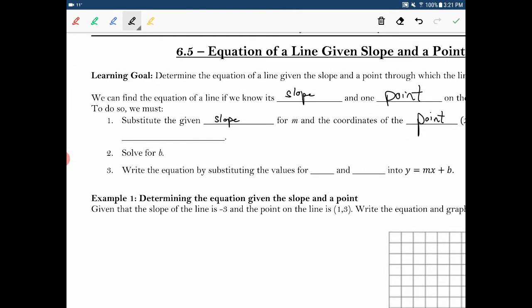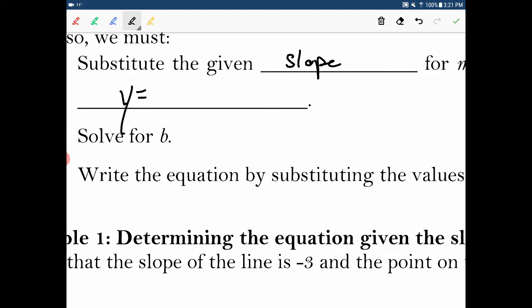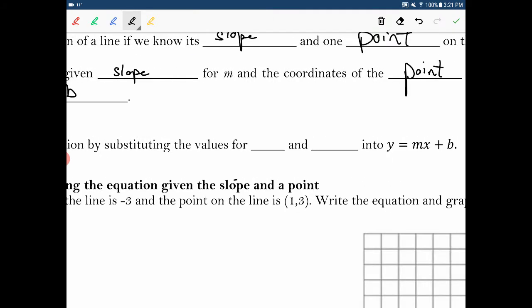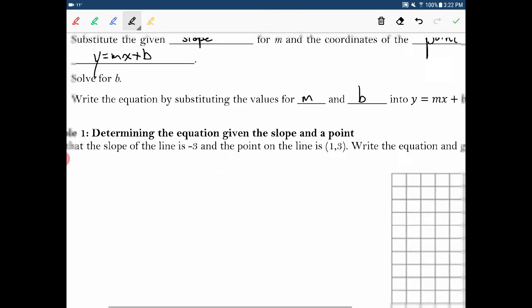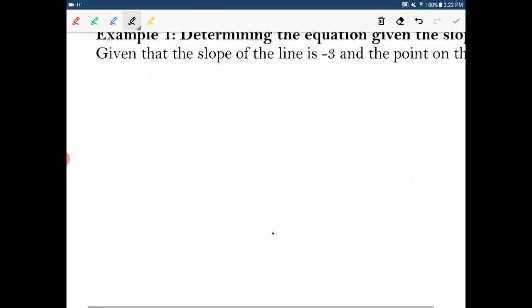It'll be more obvious what I mean when I show you an example, but this will give us y equals mx plus b. Okay? So then we just solve for b. And then we'll rewrite it, dropping the point and just including the slope and the y-intercept. So we'll then know m and we'll know b. All right? So, example number 1. We're given this slope of -3 and a point of (1, 3). So we're going to write the equation and then we're going to graph the relation.